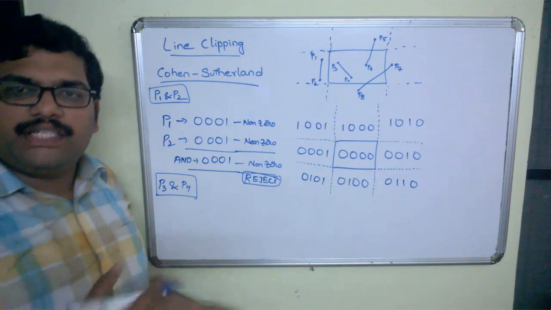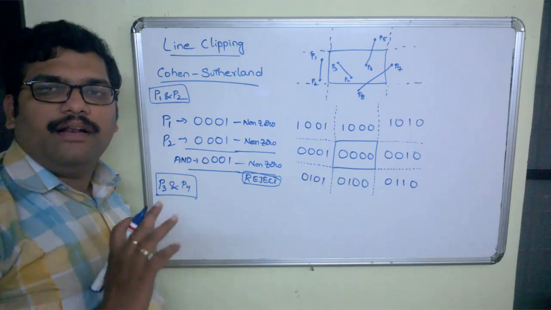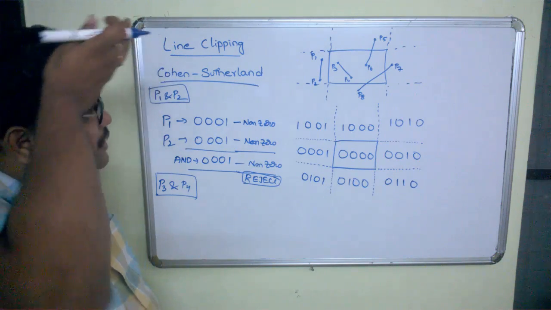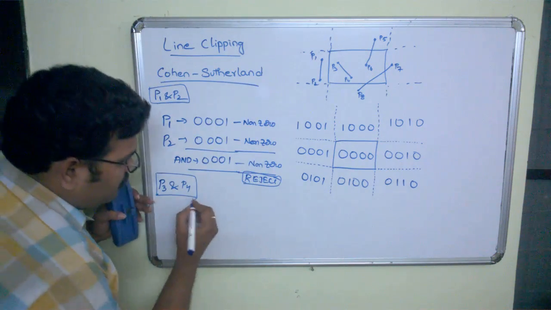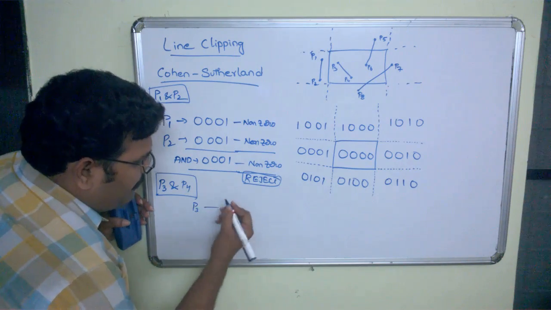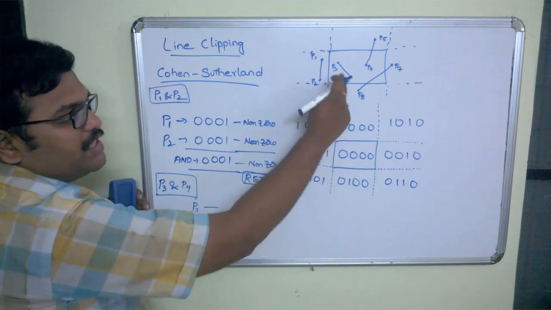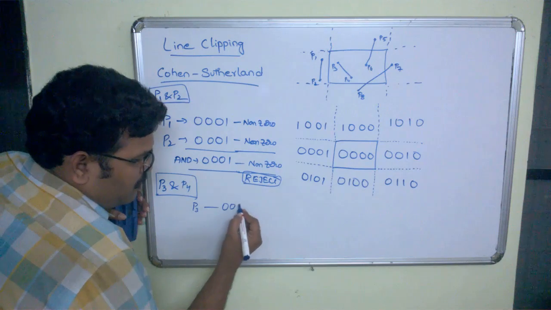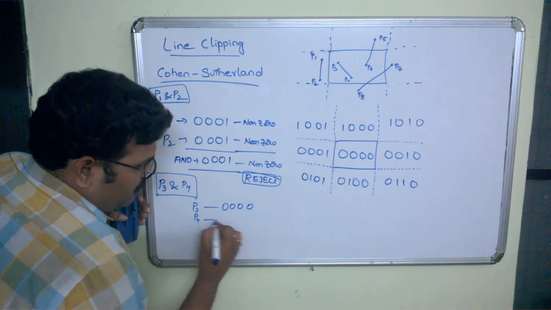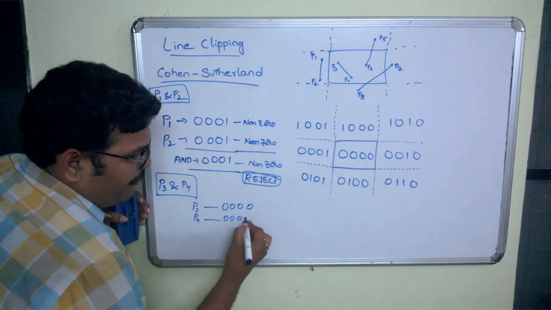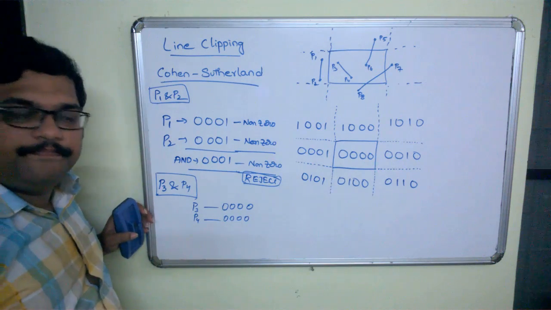So clipping is not required, just reject the line because the line lies outside the window. And consider P3 and P4. Find out the region code of P3, that is within the window, that means 0. P4, that is again 0.